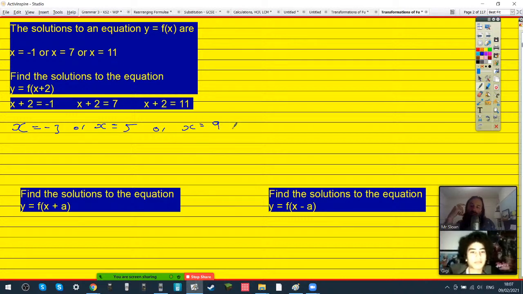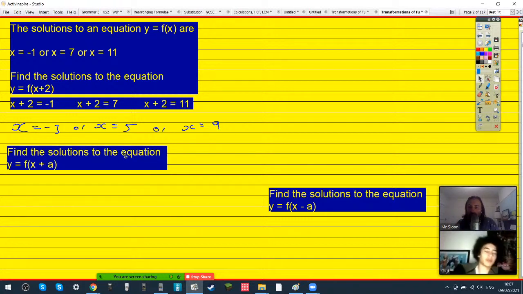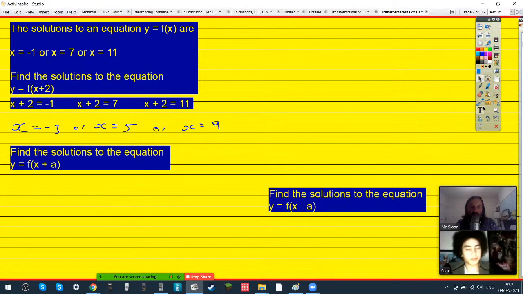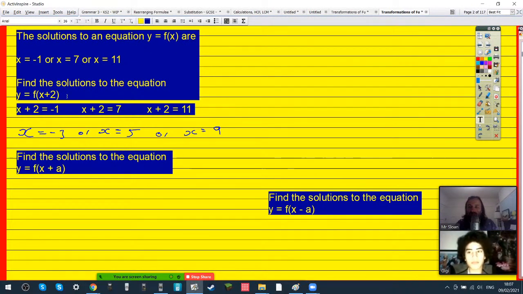What happened to the 3 solutions when you replaced x with x plus 2? So -1 became -3. 7 became 5. 11 became 9. 2 was taken away. And that's because you had to move it to the other side.